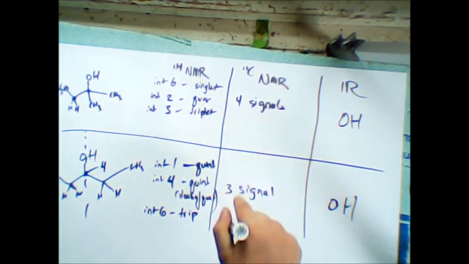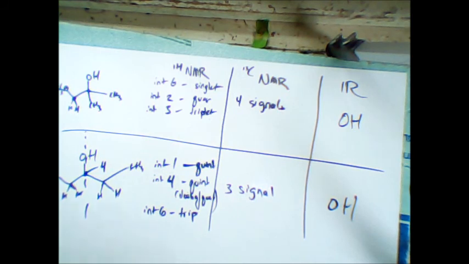So, CNMR. This is a fairly distinct difference here. We got 4 signals versus 3 signals. Just write that down. That should be good enough.